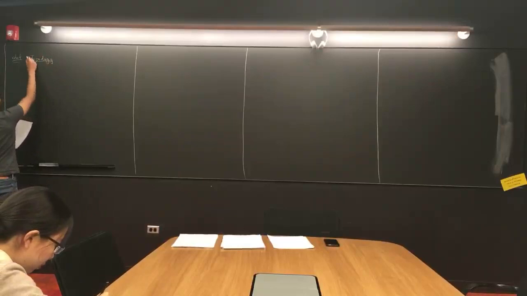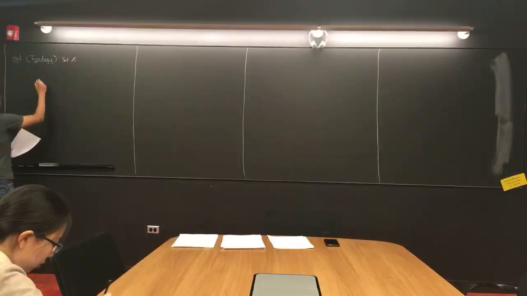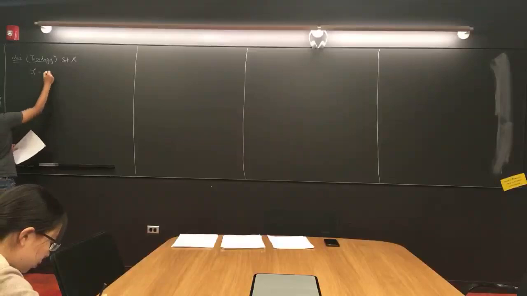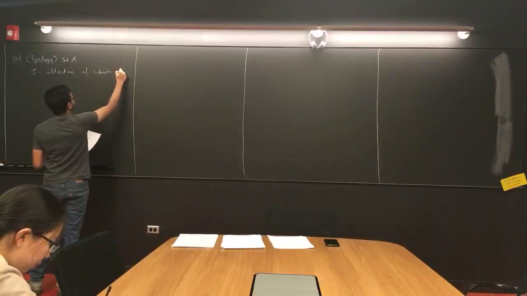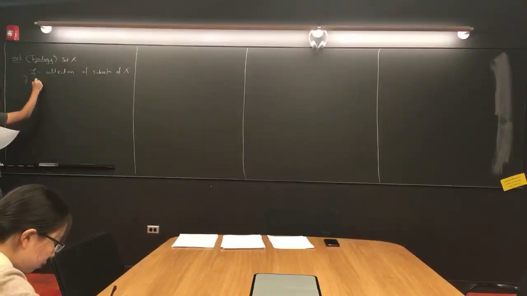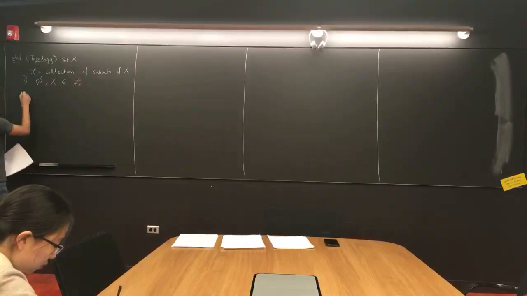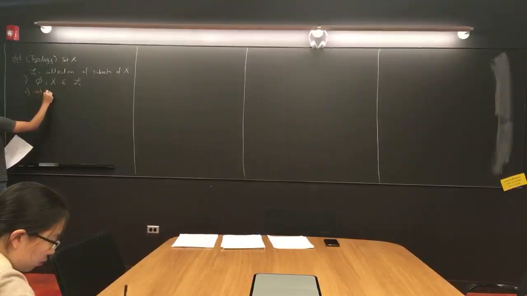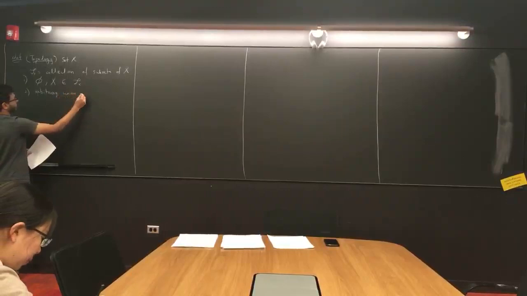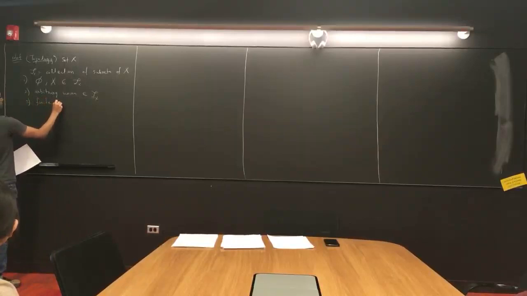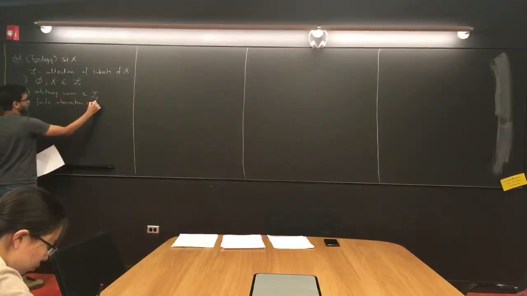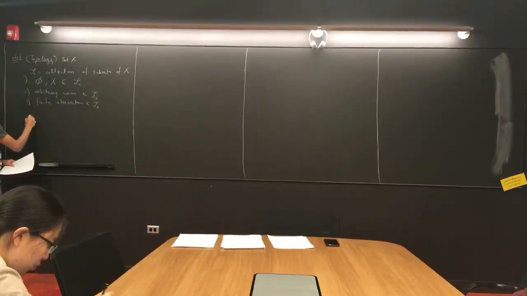Let's say you have a set X. A topology on X, usually denoted by script T subscript X, is basically a collection of subsets of X with the following properties: the null set and X are in it; an arbitrary union of sets from the topology is also an element of the topology; and so is a finite intersection. These sets are called open sets.